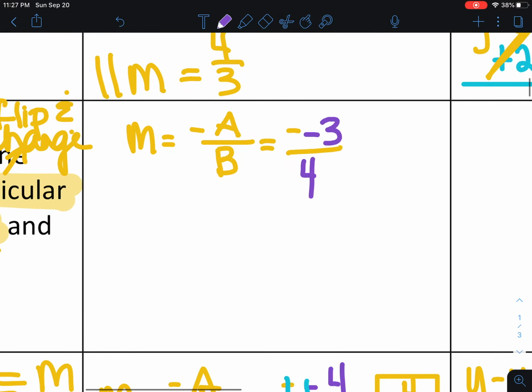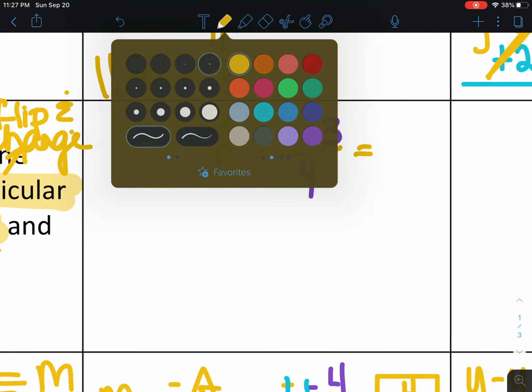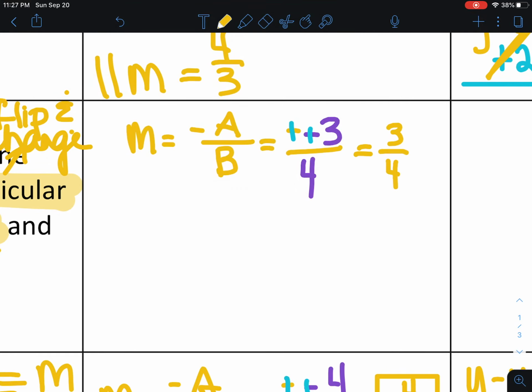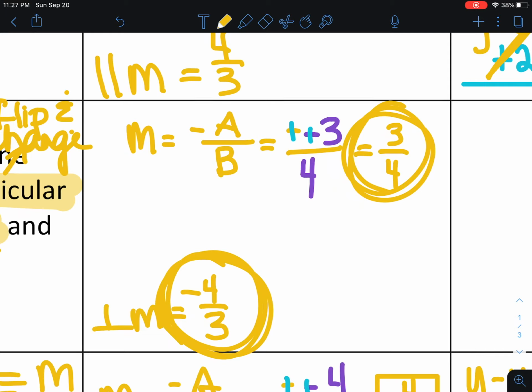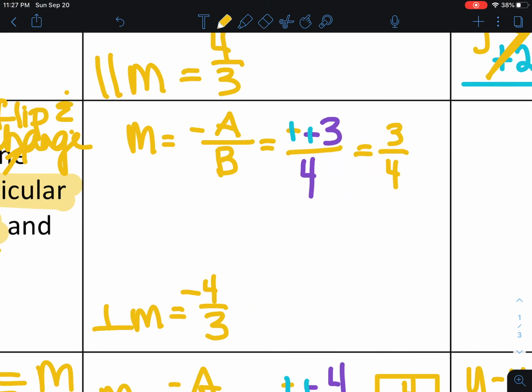Okay. We're going to clean this up. Don't forget to get rid of that double negative by making it positive. And that's going to be 3/4. Great. You're not done. This is a perpendicular line problem, not parallel. Perpendicular slope, don't forget you have to flip and change the sign. This was a positive fraction, so this is going to have to be a negative fraction. Okay, so this is the slope that we have to use.